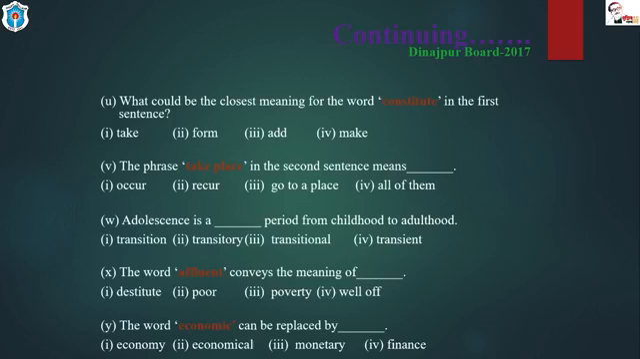The first question: what could be the closest meaning for the word constitute in the first sentence? Take, form, add, make. The phrase take place in the second sentence means occur, recur, go to place, all of them. Adolescence is a dash period from childhood to adulthood. The word affluent conveys the meaning of dash. The word economic, dash.